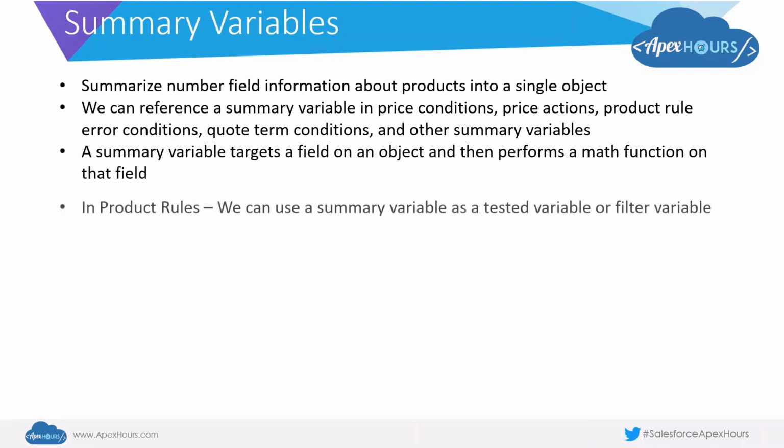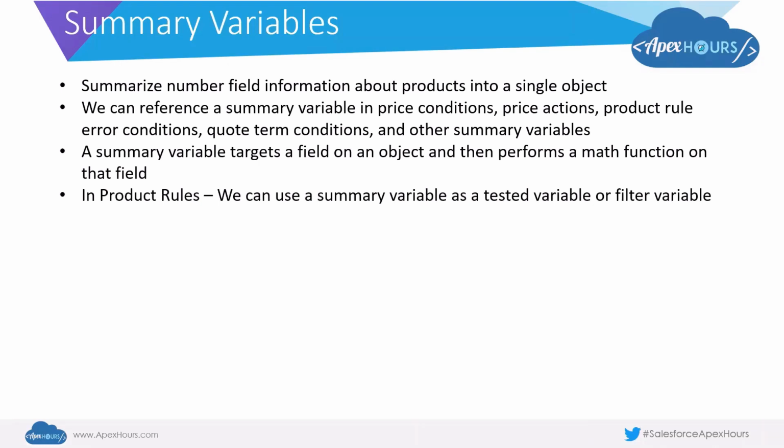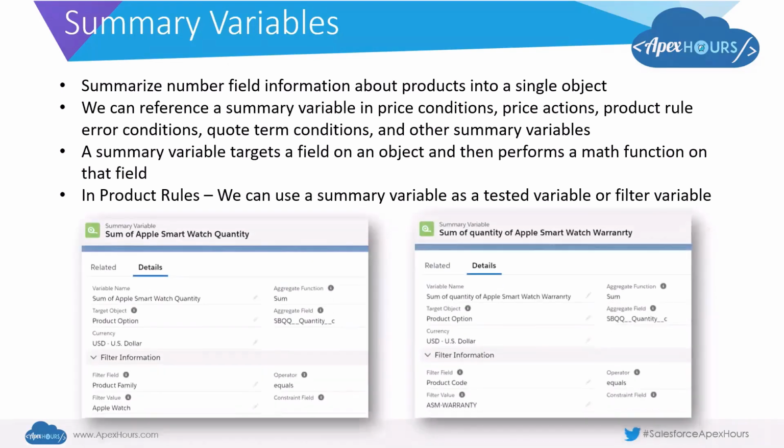So in relation to the product rules, we can use a summary variable as a tested variable or a filter variable. And here's a quick example of the summary variables I created to get the sum of Apple smartwatch quantity and the Apple smartwatch warranty. If you notice here, there is a variable name which tells you what summary variable it is, a descriptive name. And we've also given the target object as the product option, and the aggregate function is going to be the sum of the quantity.